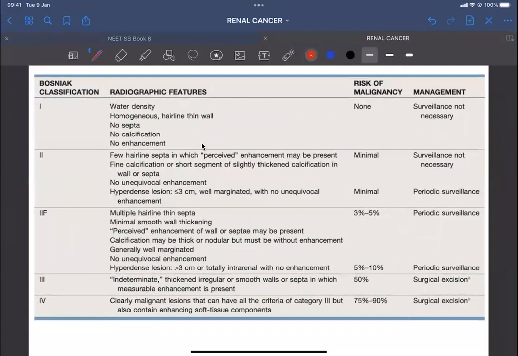The risk of malignancy is none in type 1. It's very minimal in type 2, not enough to quantify as a percentage. Type 2F, again, 3 to 5%.